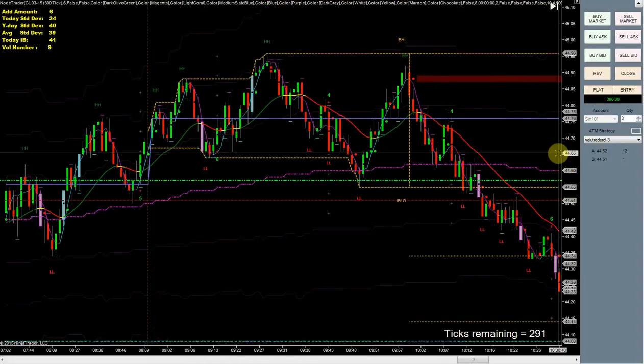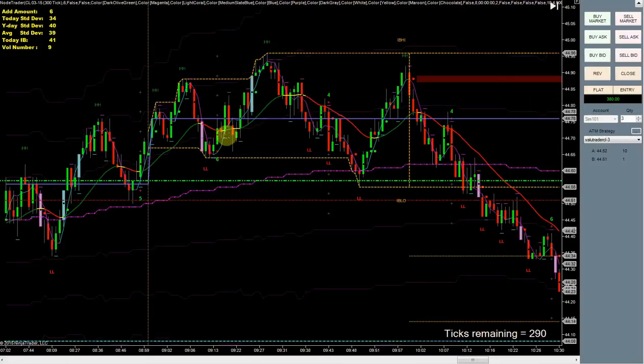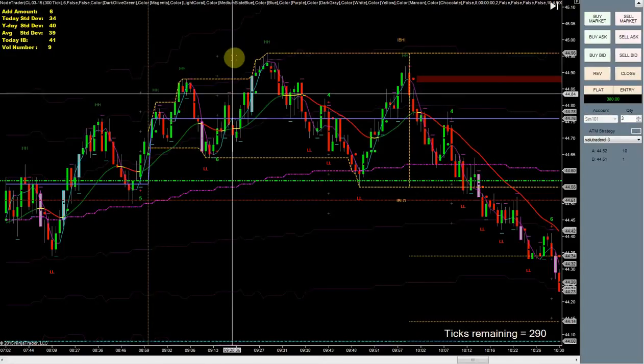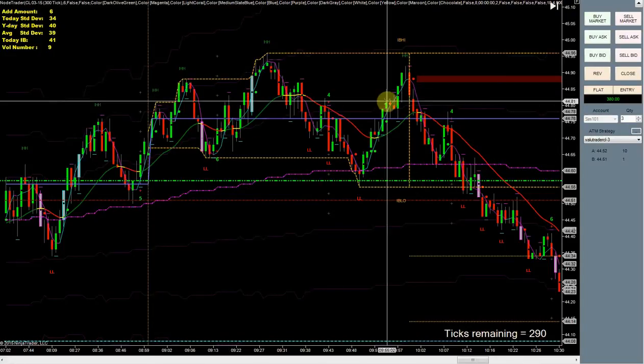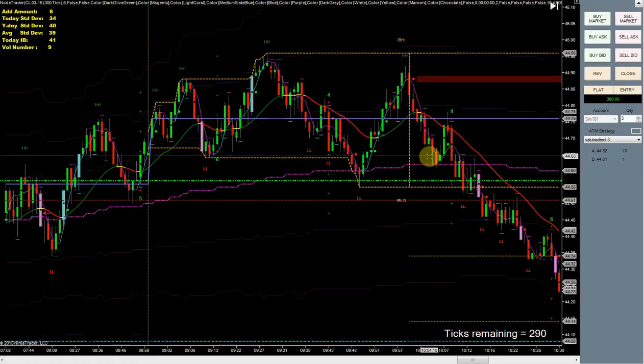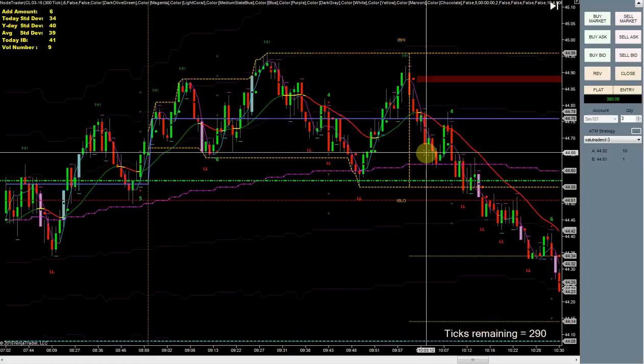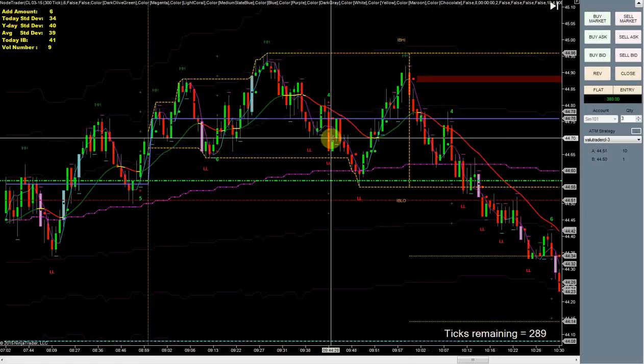This system does not repaint, meaning once these orders pop up here, they don't go away as the market moves forward. That's also another huge thing. Let's see what else I wanted to talk about. I think that's pretty much it.